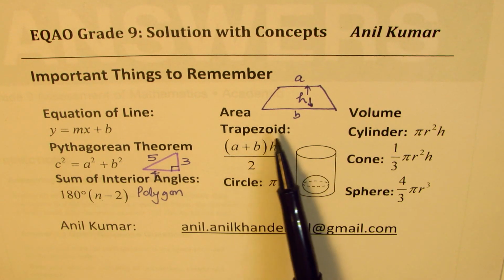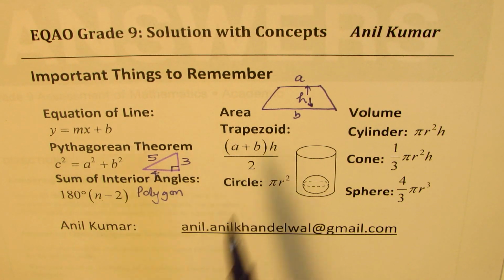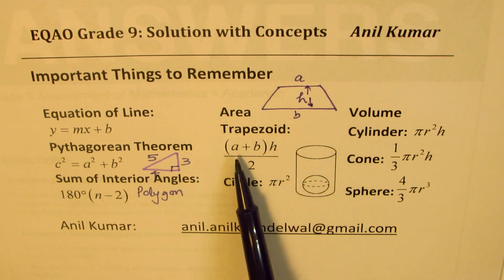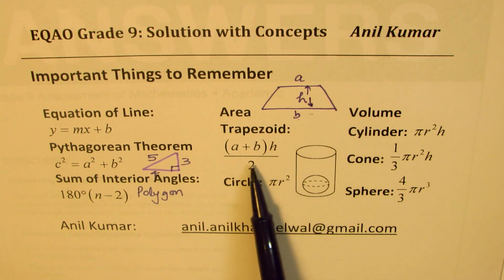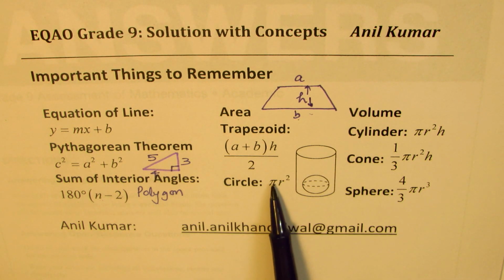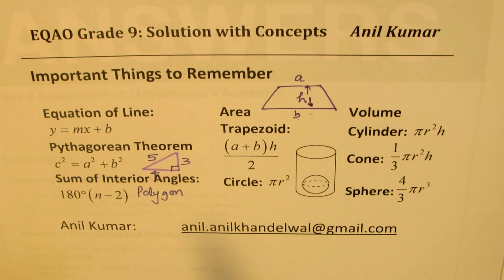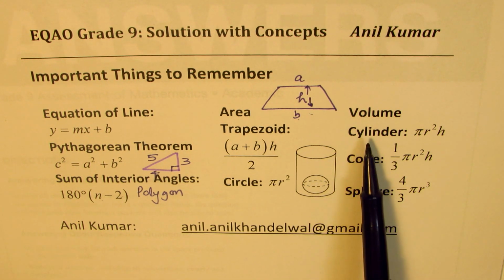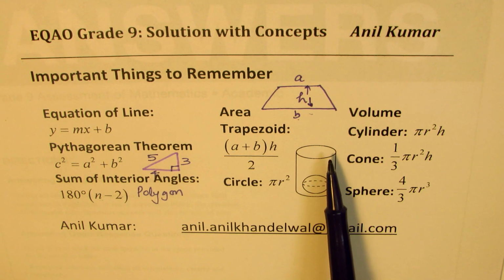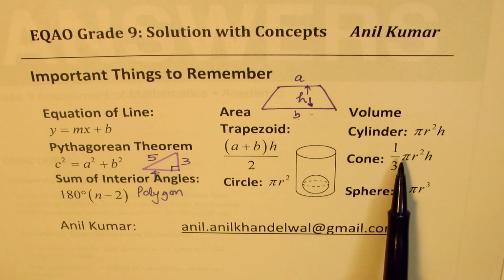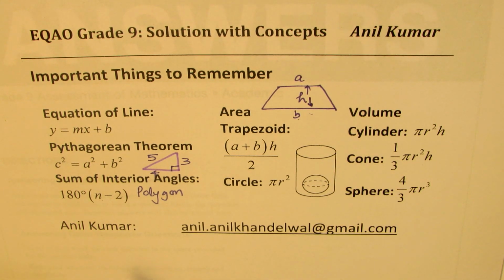Then we have some important formulas for area. Area of a trapezoid is the sum of the two parallel sides times the height or distance between them, divided by 2. For a circle, the area is pi r squared. In 3D, we'll consider the volume of a cylinder, which is pi r squared h. Pi r squared is the area of the base and h is the height. Volume of a cone is 1/3 of the volume of a cylinder. For a sphere, the volume is 4/3 pi r cubed. So these are a few formulas to share.